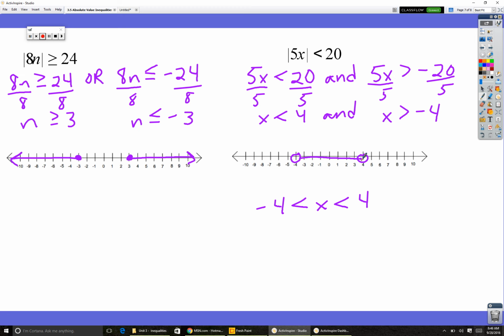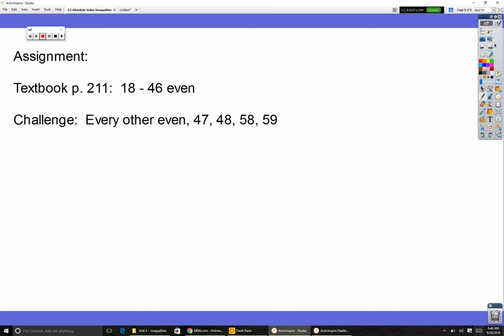Okay, any questions? Because absolute value inequalities are somewhat tricky, I'm not going to have you do the challenge assignment on this. I want to make sure you're solid with the regular ones, and then we'll add in some of those. So your assignment is just the basic assignment. Okay, let me stop this.